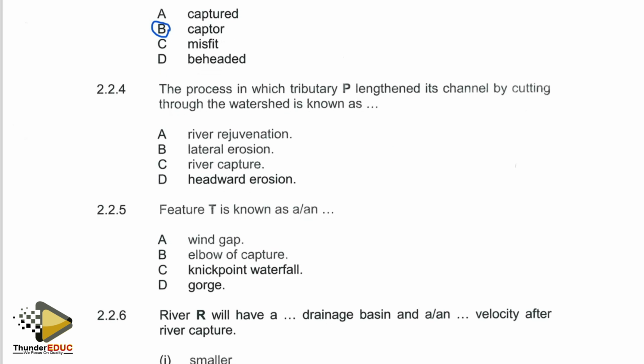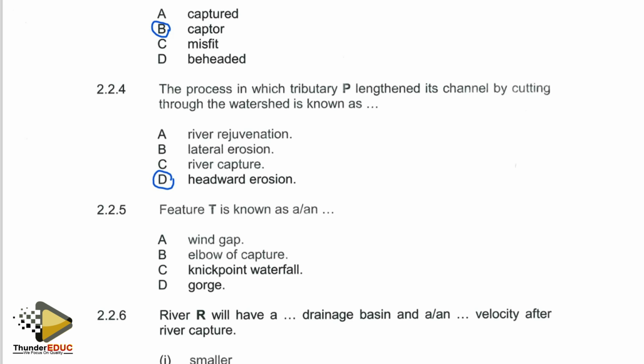Then number 2.2.4, the process in which tributary P lengthened its channel by cutting through the watershed is known as, right, the process that aided tributary P to cut through. What kind of process is that one? That one is headward erosion.